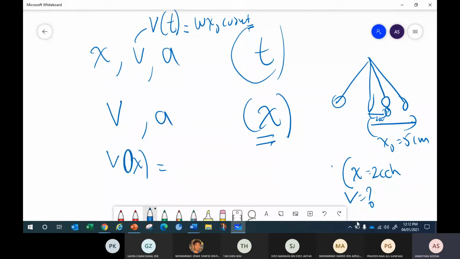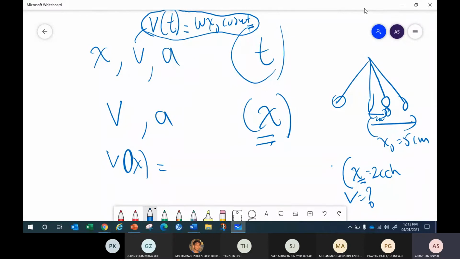So when they ask velocity at a given displacement, you can't use the V t formula, the V in terms of time as a function, because its input is the time. You tell time, any time, it gives you velocity. But now they give displacement, so you can't use this formula. So what do you have to do? Now we need to derive a formula for V in terms of X. So that's our today's lesson.